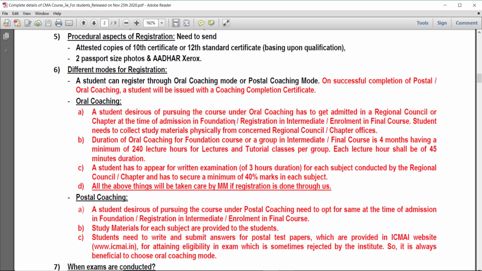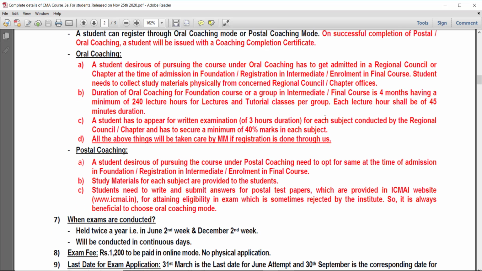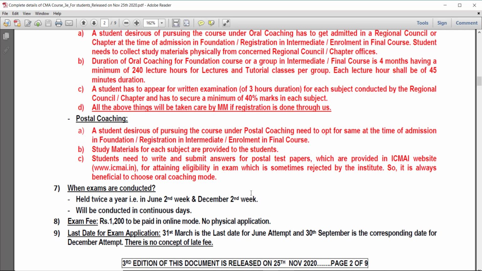So let me go to the second mode of coaching, that is postal mode of coaching. A student who wants to join postal coaching needs to opt for it at the time of submitting the registration application for CMA Foundation course or CMA Inter course or CMA Final course, as the case may be. Study materials will be posted to their registered address. Students also need to write and submit answers for postal test papers which are provided or uploaded on the ICMA website for attaining eligibility in the exam, which is sometimes rejected by some institutes. So it is always beneficial to choose the oral coaching mode itself.